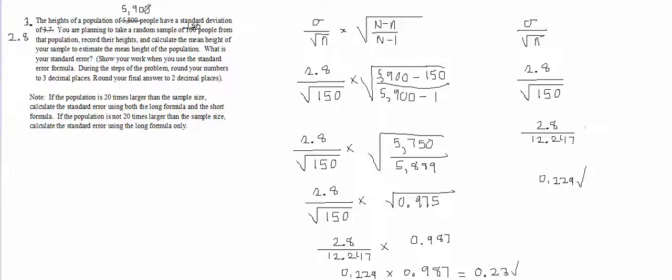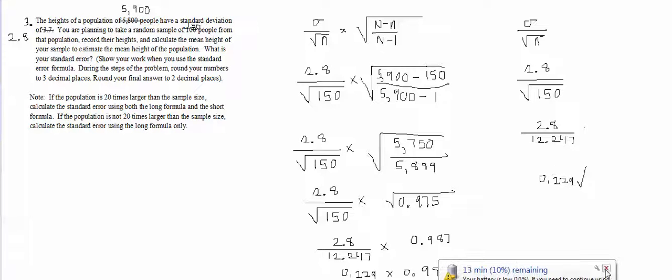And in this problem that I have right here, the population is 20 times larger, because this population of 5,900 people is definitely 20 times larger than this sample of 150. So since the population is 20 times larger than the sample in this problem, I also worked out the short formula over here.